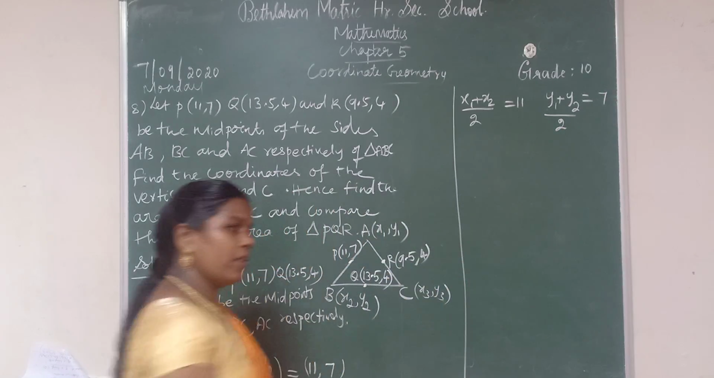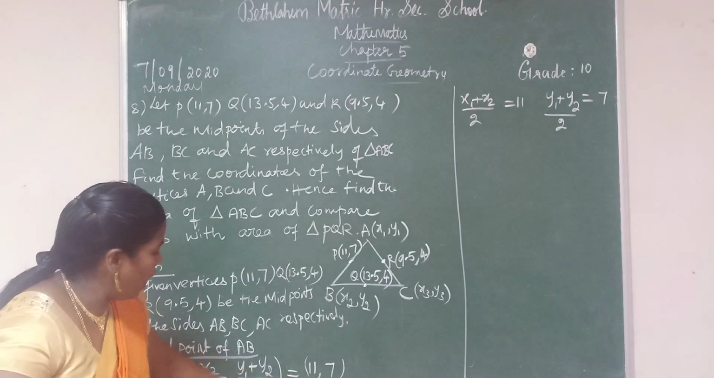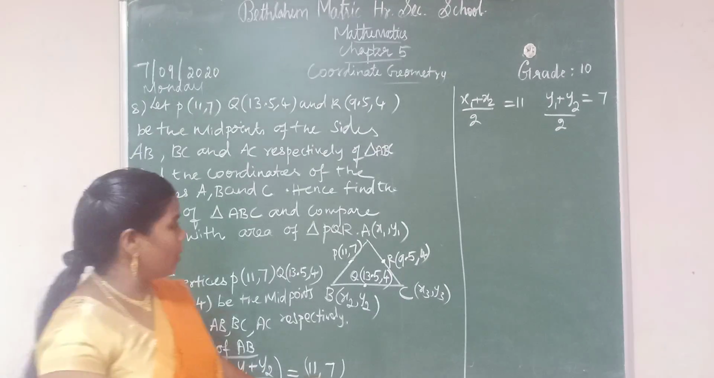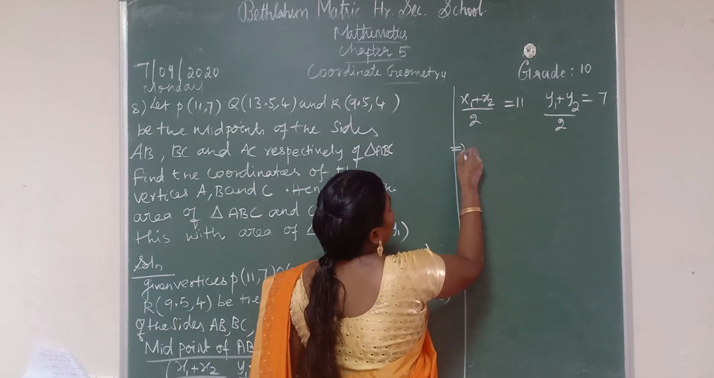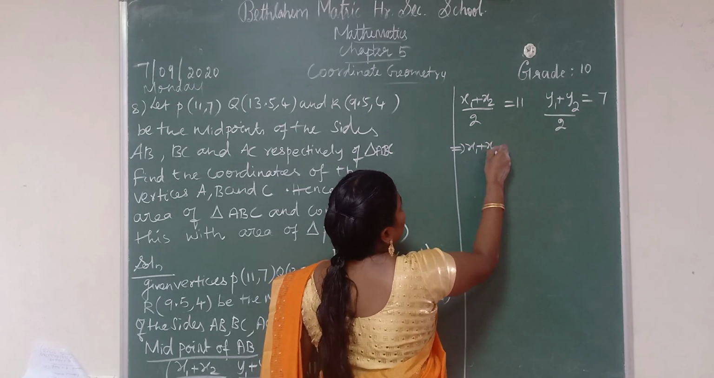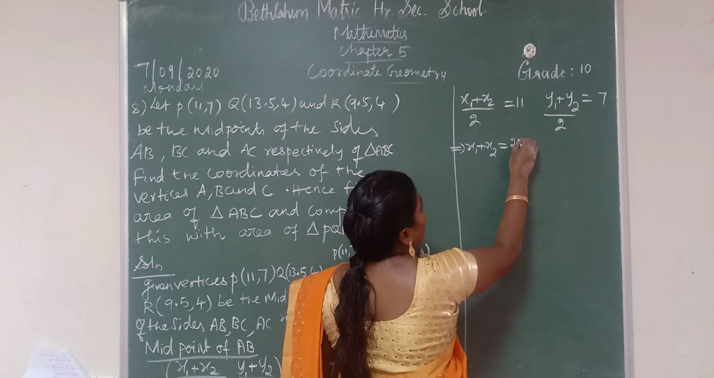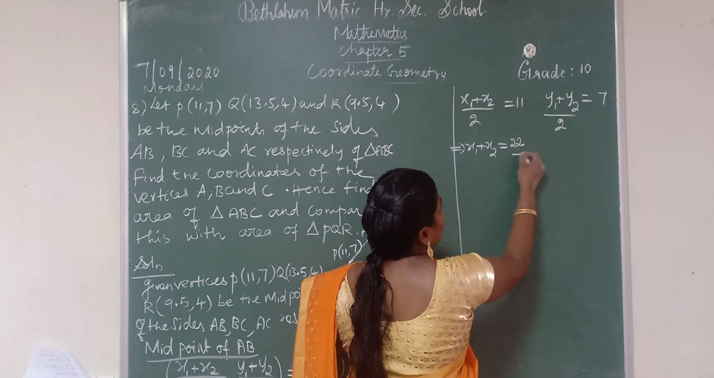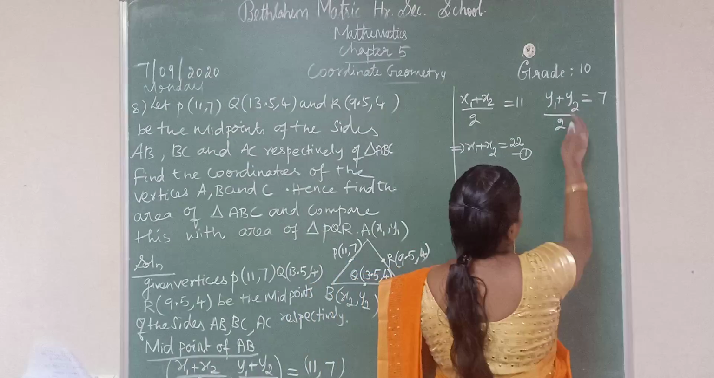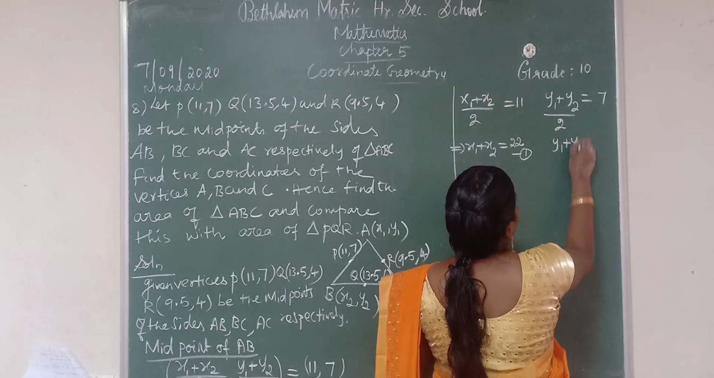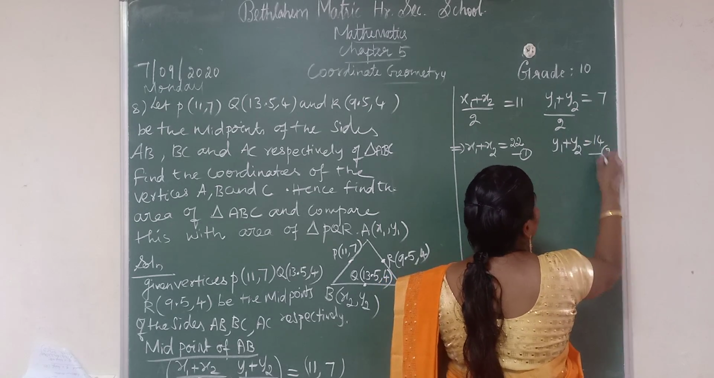Equating the coordinates, (x1 plus x2) by 2 is equal to 11 and (y1 plus y2) by 2 is equal to 7. Now cross multiply: x1 plus x2 is equal to 2 into 11, which is 22, equation number 1. In the same way, y1 plus y2 is equal to 2 into 7, which is 14, equation number 2.